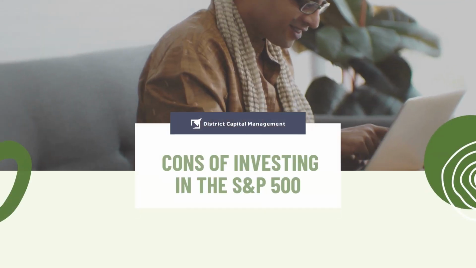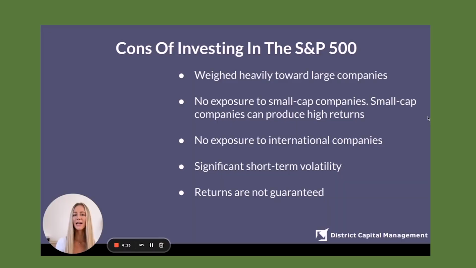And some of the cons are, it's weighted heavily towards some of the larger companies. There's no exposure to small cap companies, and small cap companies can produce high returns. There's no exposure to international companies because it's all US companies. There's significant short-term volatility, so you've got to be able to handle those ups and downs. And as I said before, returns are not guaranteed.